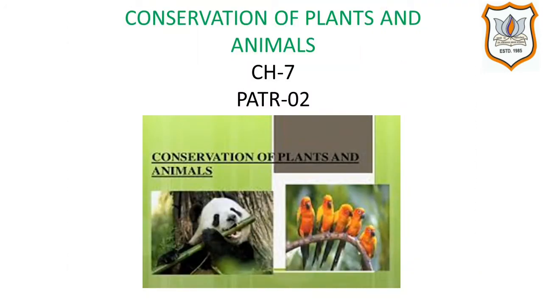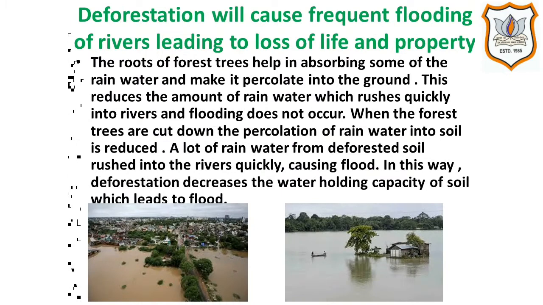Today we are going to learn chapter number 7, Conservation of Plants and Animals, part 2. Students, today we are going to learn the remaining causes of deforestation. And the first one is that deforestation will cause frequent flooding of rivers, leading to loss of life and property.